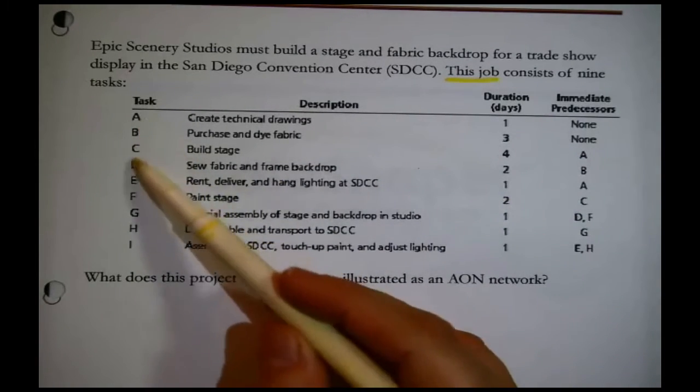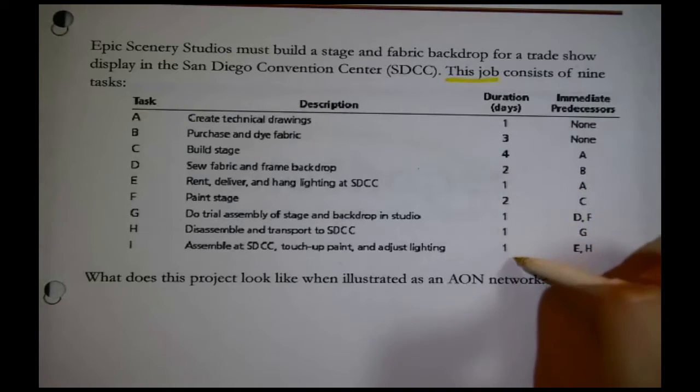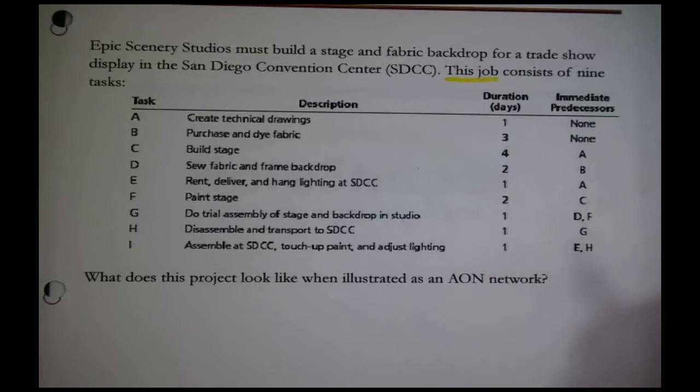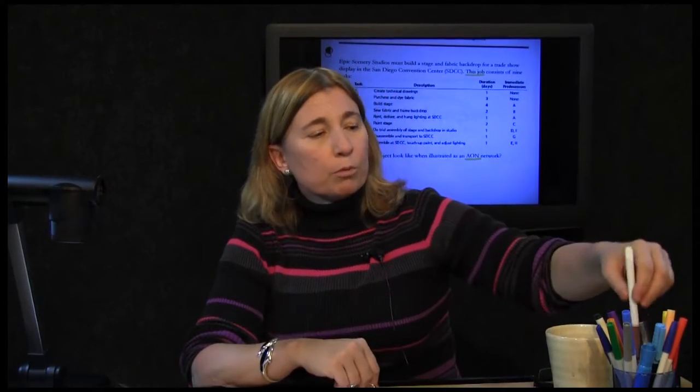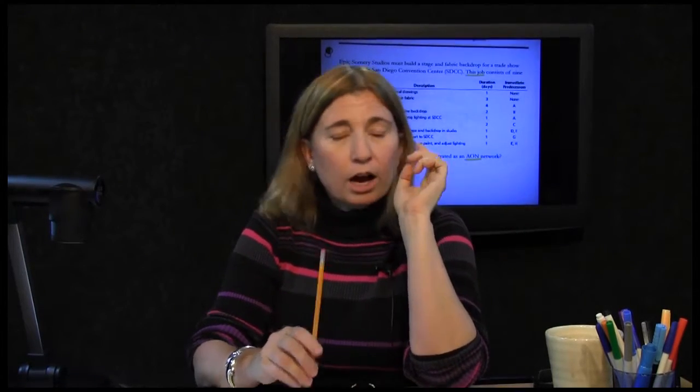The tasks have an abbreviation, a description, a duration, each one takes a certain number of days, and some precedence relationships. Now, what's requested here? What does this project look like as an AON network? AON stands for activity on the node, meaning node is a shape, the activities, the individual tasks are shapes in our illustration. So what we need to do is draw from this data right here an AON network. I have borrowed a pencil.